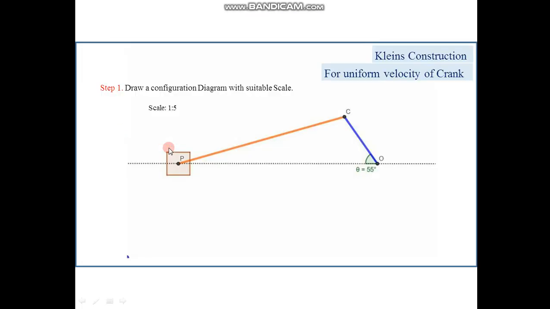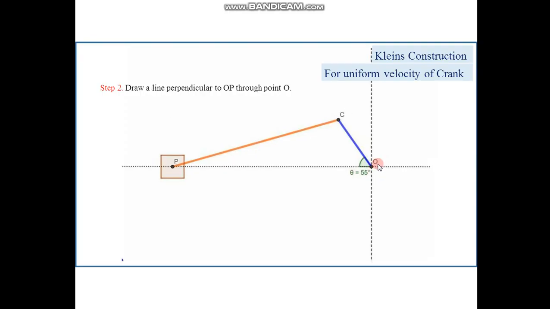So the first step in Klein construction is to draw the configuration diagram with a given or suitable scale, not the given scale but a suitable scale. Once we complete the configuration diagram, the next step is to draw a line perpendicular to the path of the slider. This will be the path of the slider, shown by a dotted line. I will draw a perpendicular to this path of the slider passing through the center of the crank, that is point O. Why O? Through the crank center and perpendicular to the path of the slider.